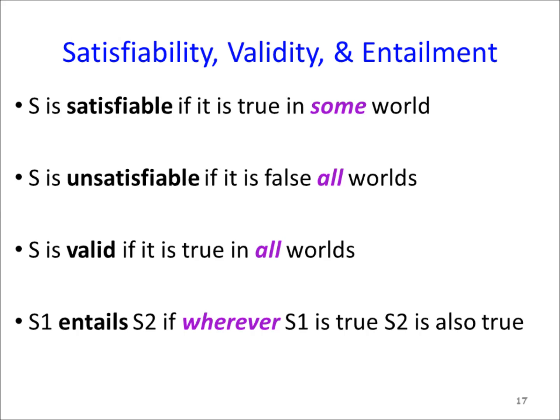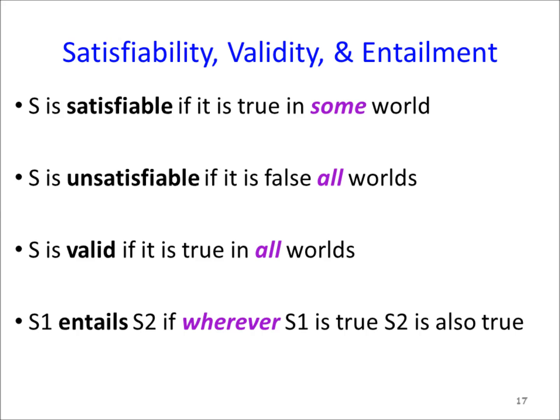S is satisfiable if it is true in some world, any world. On the other hand, S is unsatisfiable if it is false in all worlds. Again, this notion of world is very important, so if you are confused about it, please ask now. S is valid, or a tautology, if it is true in all worlds. So these are exact counterparts. And this is the important one: S1 entails S2 whenever, if S1 is true, S2 is also true.